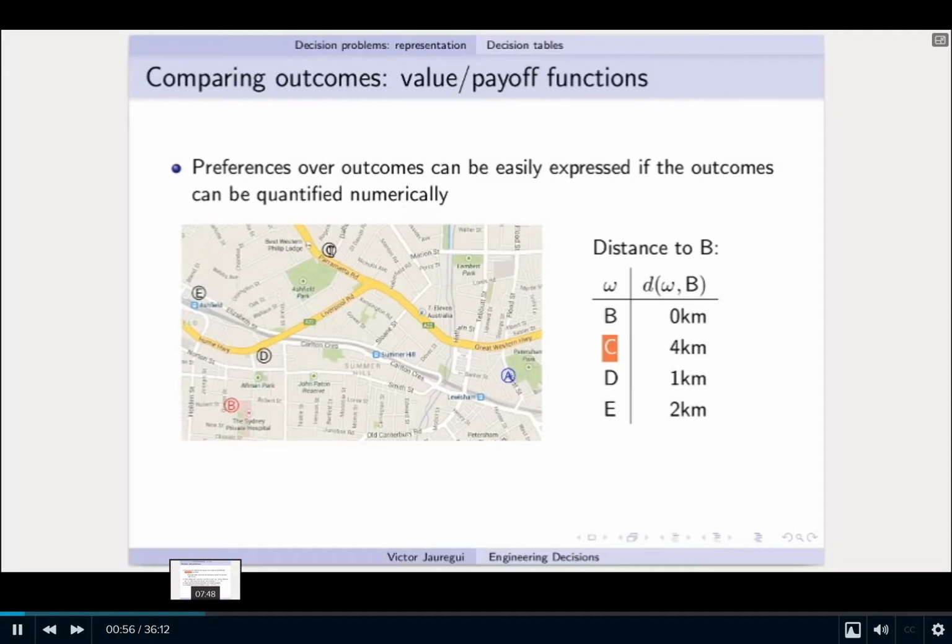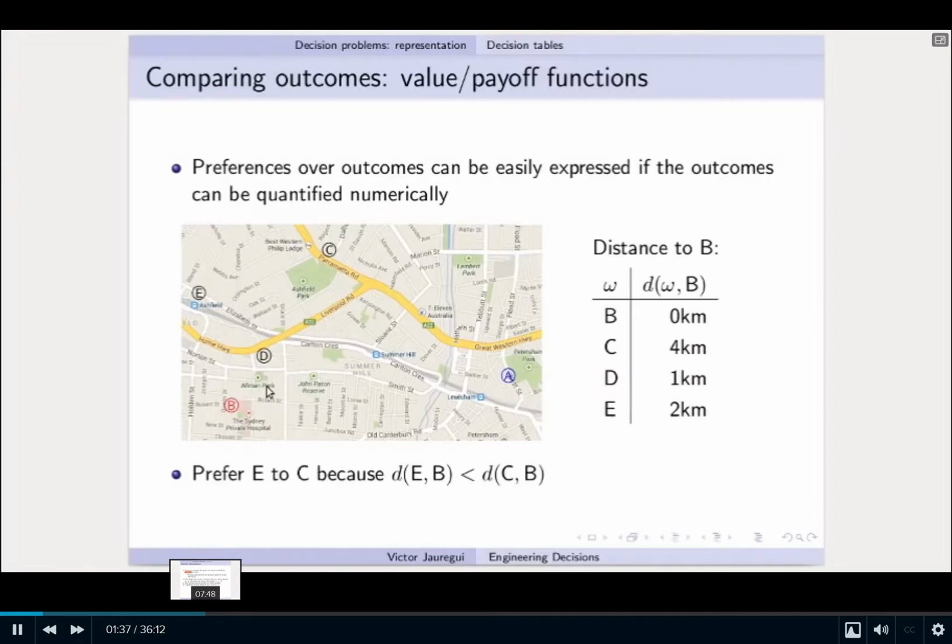C, which is up here, it may be a distance of 4 kilometers away, and D might be 1 kilometer and E might be 2 kilometers. And now that we have a distance, we can compare outcomes in terms of that distance. Right? So if we, for example, want to minimize the distance from our point at which we disembark, then we might say that C is the worst outcome because it's the furthest away, and D is the best outcome because it's the closest.